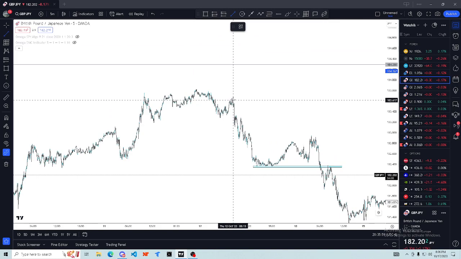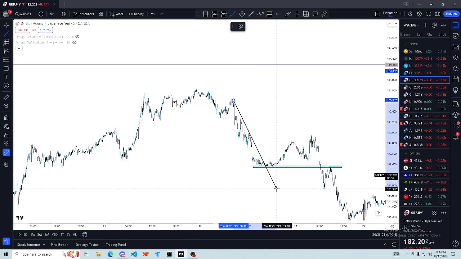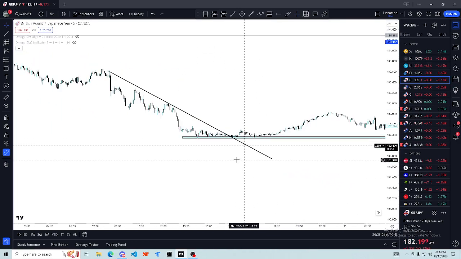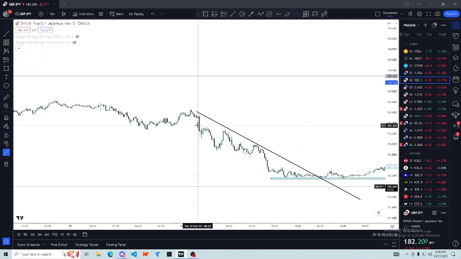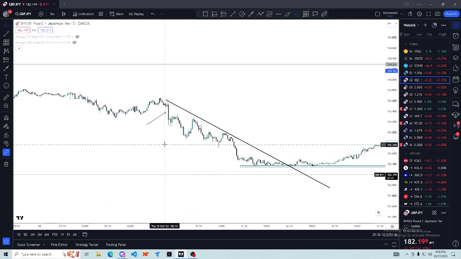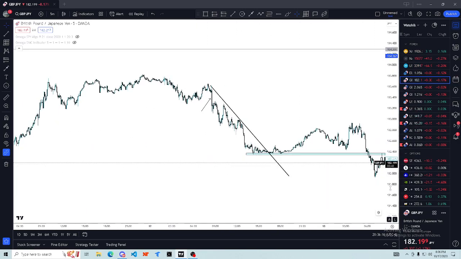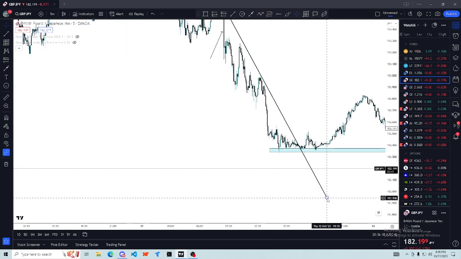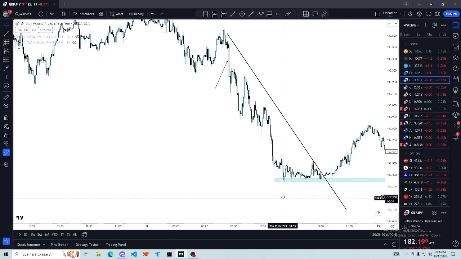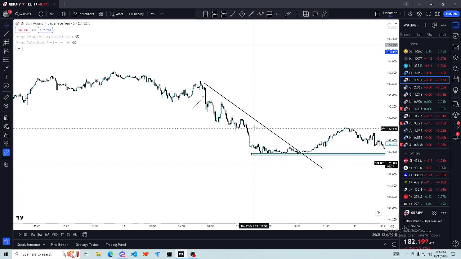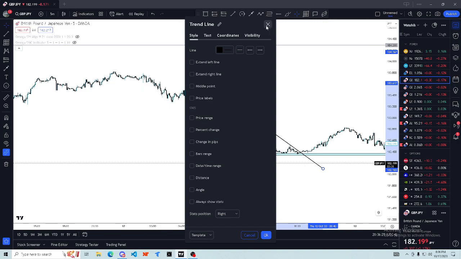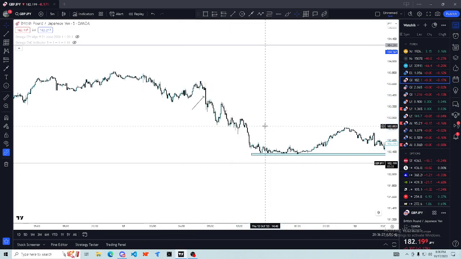And once again, let's just move in. Yeah, we had a big candle to the downside right here, so it made this trend line a little bit off. Let's see. Yeah, even if you were there, it still would have been a little off. I probably wouldn't have taken that, to be honest.